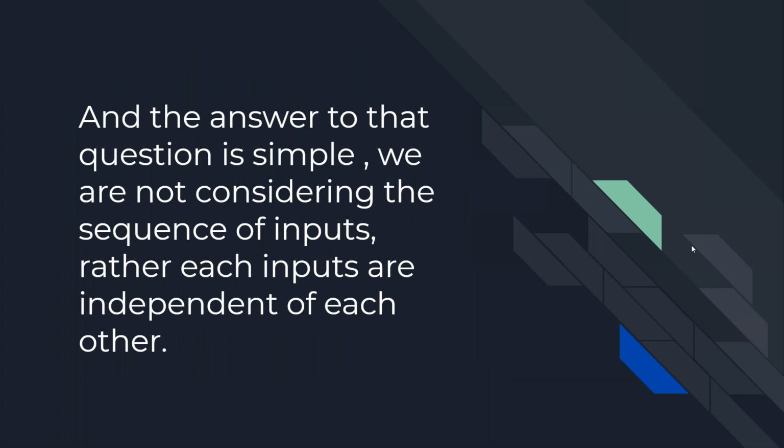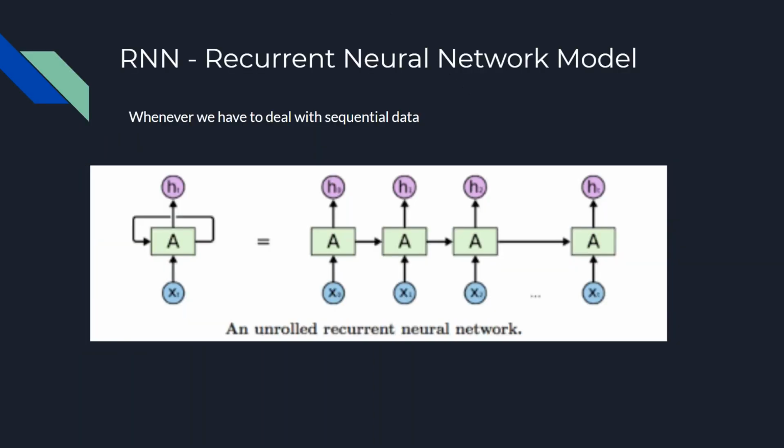As I was telling you, even this simple neural network model is not capable enough of predicting the stock prices, because it is considering each input as a single entity, but we have to give a sequence of inputs. And there exists such a model called the recurrent neural network model. This recurrent neural network model is used whenever we have sequential data.